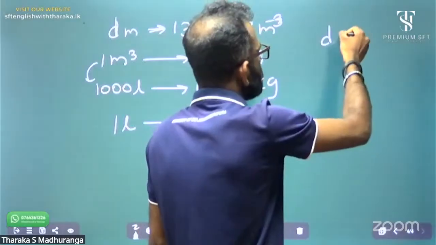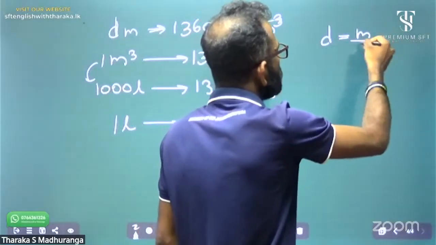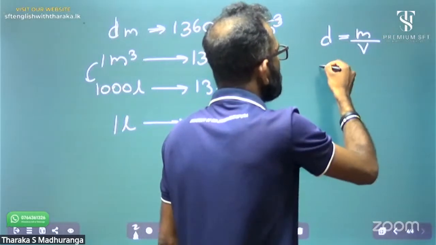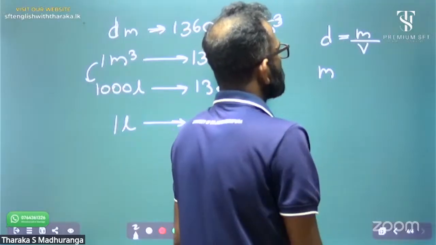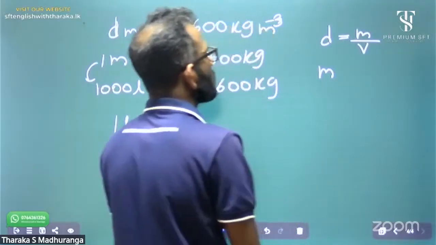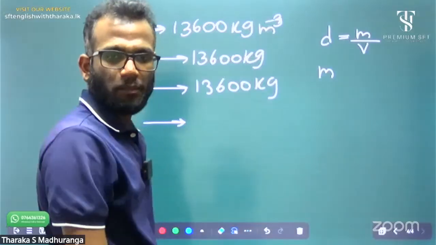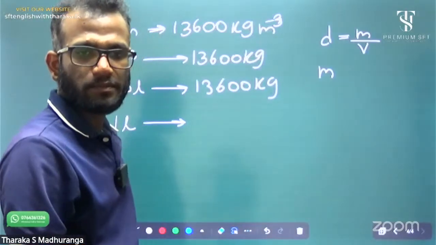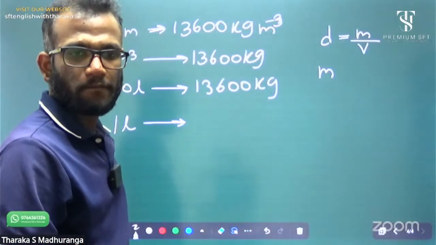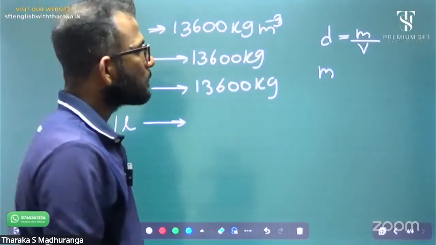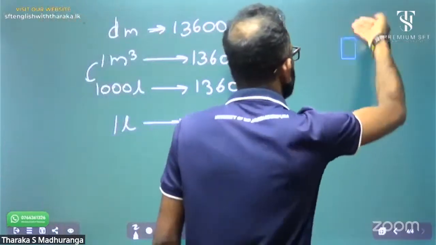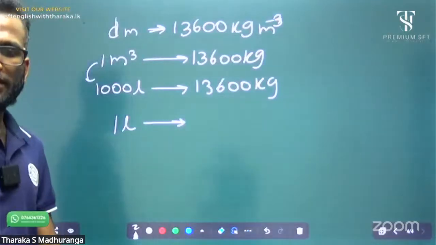The density equals m over v. I asked him m. Mass or volume? Both methods are correct. Okay, now this is an easy method.